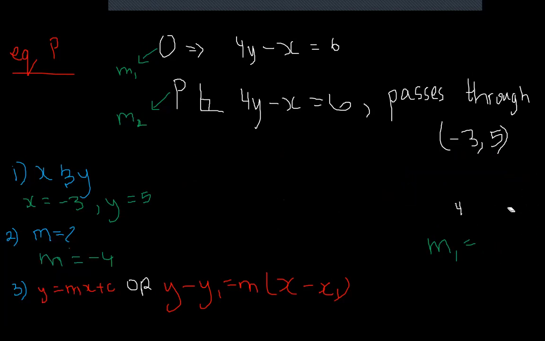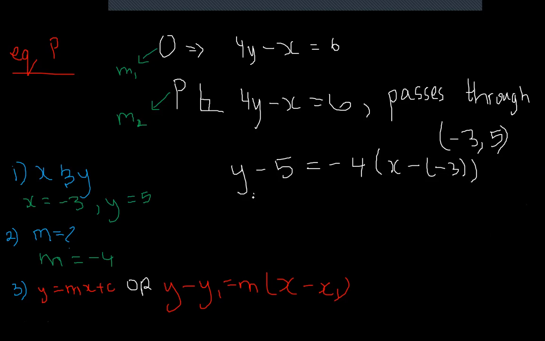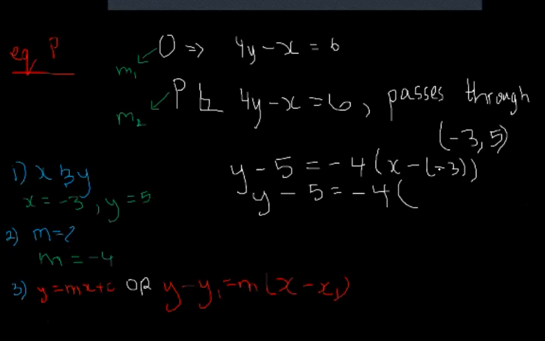Here, we're using the second method. Let me erase all this. Right, we're using this method. So we put back y. We said that y1 is 5, so it's y minus 5 is equal to m. We said m is -4. Put back x minus x1. We said x1 is minus 3, so that's minus minus 3. So y minus 5 is equal to minus 4 in brackets. A minus and a minus is a plus. So this becomes x plus 3.